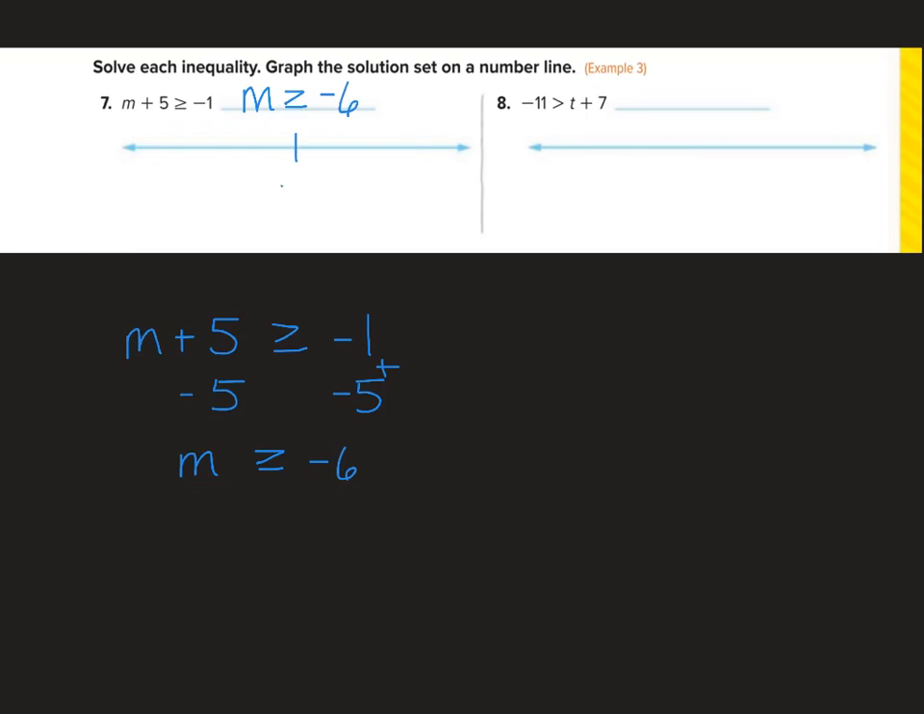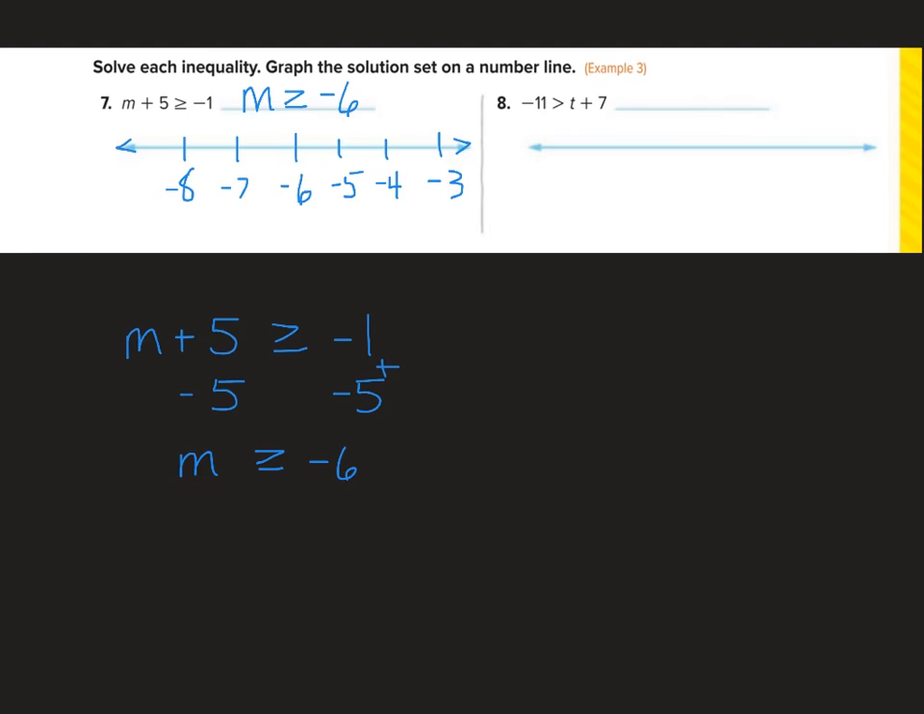So I'm going to put negative 6 somewhere in the middle. And then I know that this direction is the negative direction. So I have to put negative 7, negative 8. So I'm getting more negative. Then this side, I'm getting more positive. So what's more positive than negative 7? Negative 5, negative 4, negative 3.